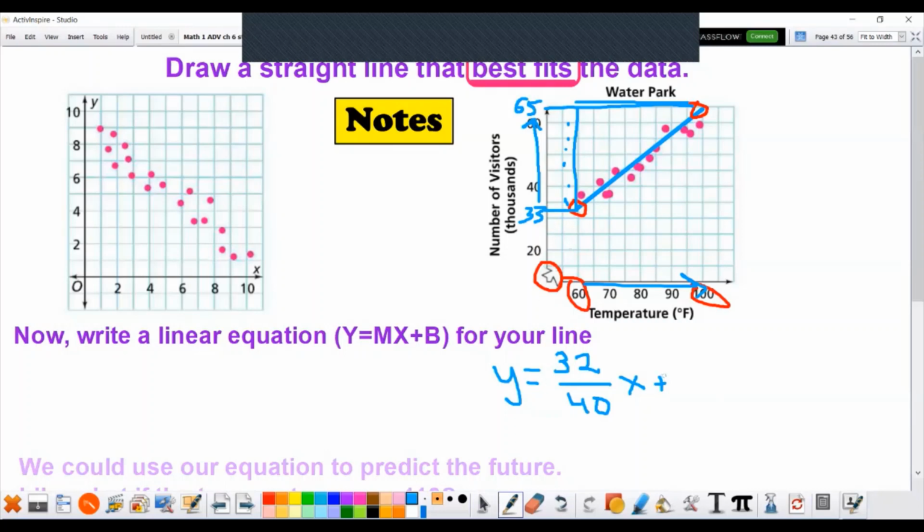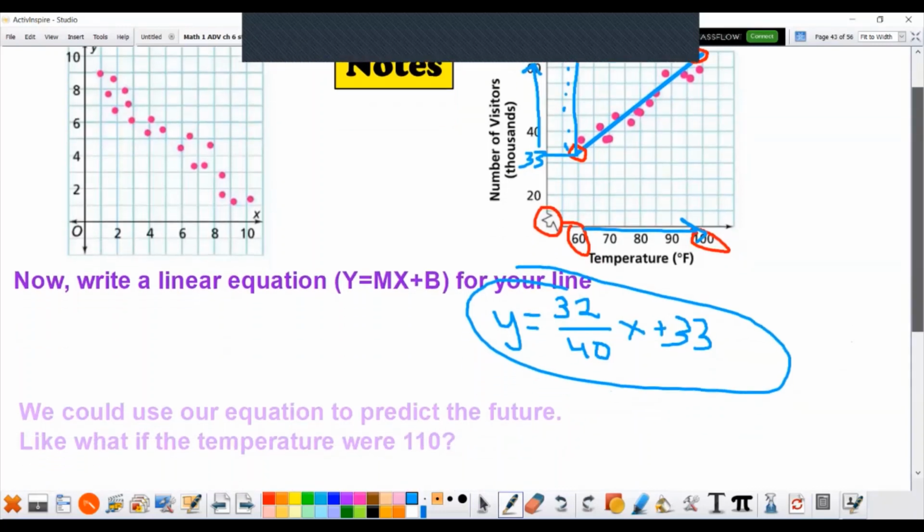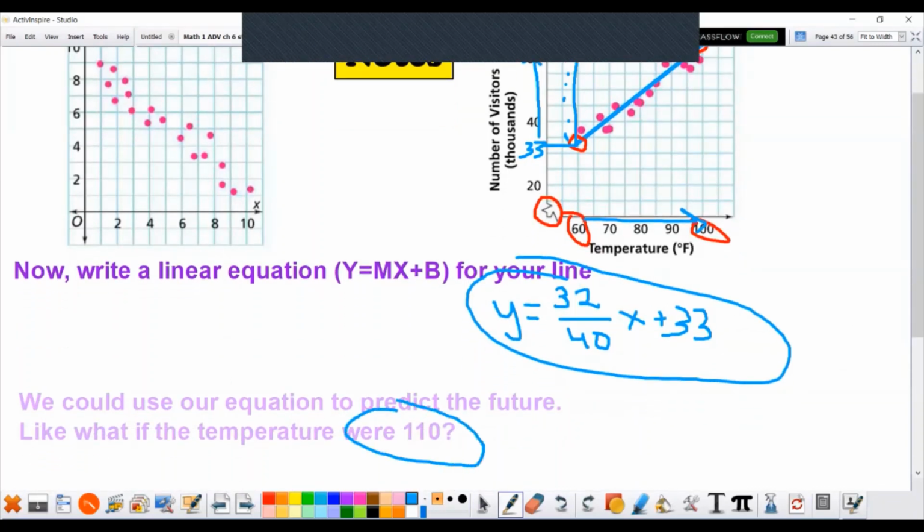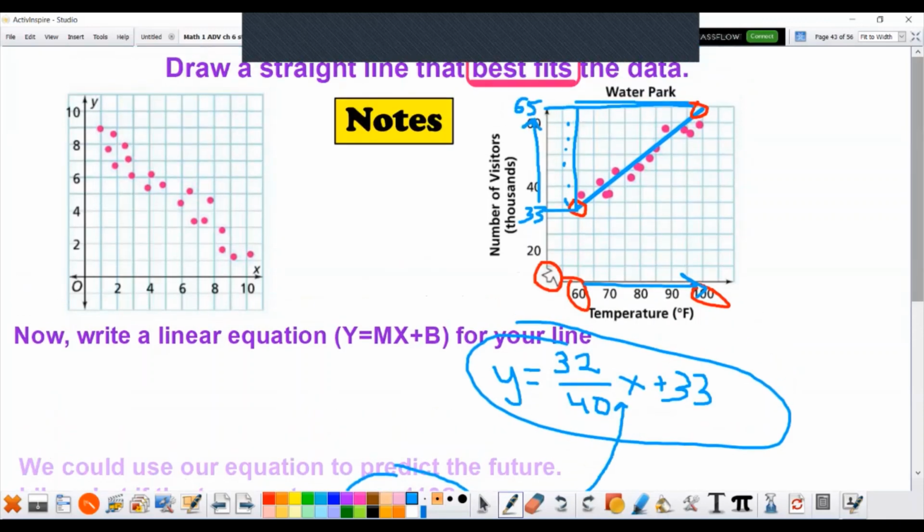So it's a problem for this one. So I'm trying to say the beginning is like 33. But so I got my equation. And of course, I could use my equation to predict the future. Like if the temperature were 110, I could plug it in here and see how many visitors I would expect. Okay, let's go to the next slide.